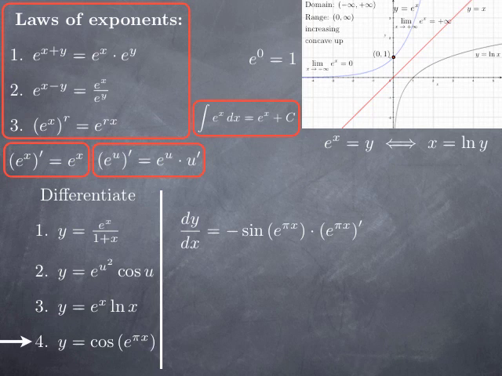Now e to the pi x is itself a composite. I have the function pi x plugged inside the exponential function. So when I differentiate that, I obtain derivative of the exponential, which is itself, evaluated at pi x, that's e to the pi x, and I have to multiply by the derivative of pi x, which is just pi. So I obtain negative sine of e to the pi x multiplied by pi e to the pi x.